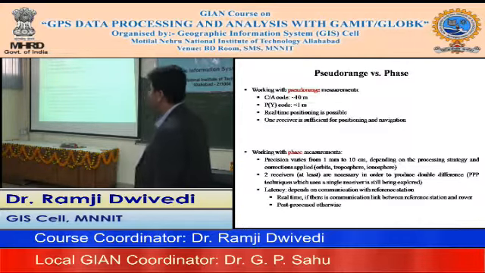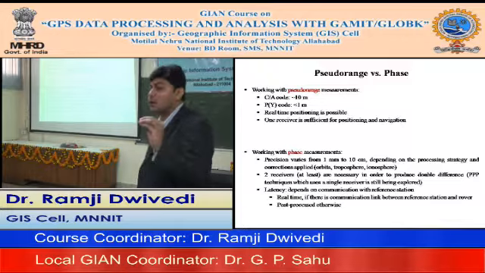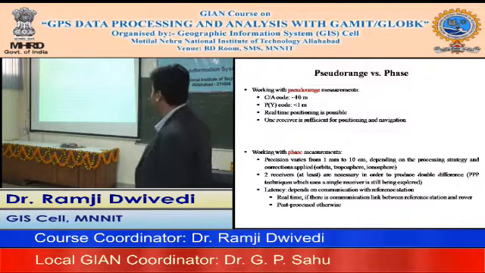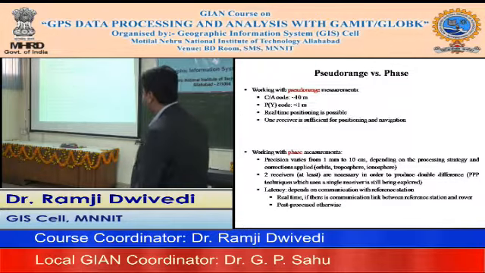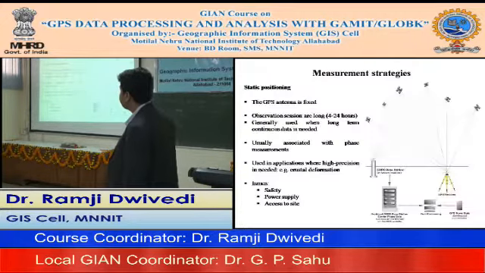One receiver is sufficient for positioning and navigation, but eventually for a single receiver you have to model, or the model should be available with you, to consider the atmospheric error if you are not going for the relative one. So these are the static positioning measurement strategies. The simple measurement strategy is that the GPS antenna is fixed.